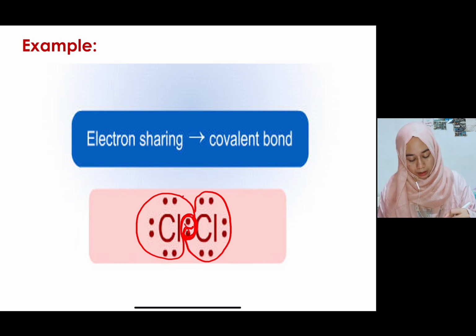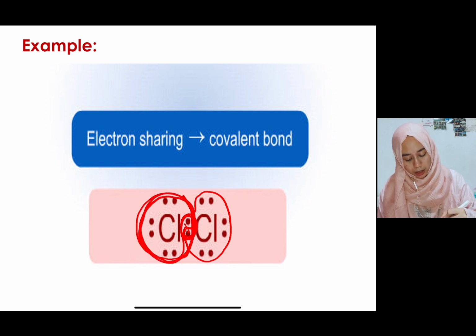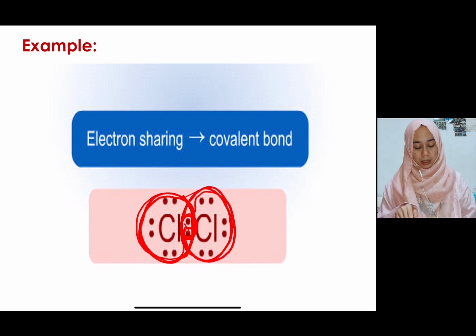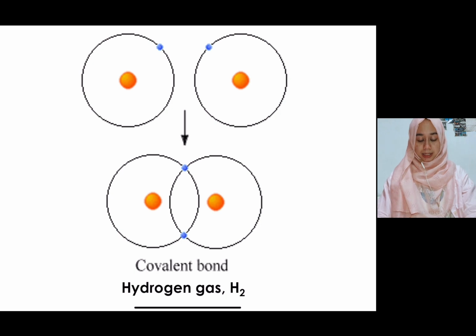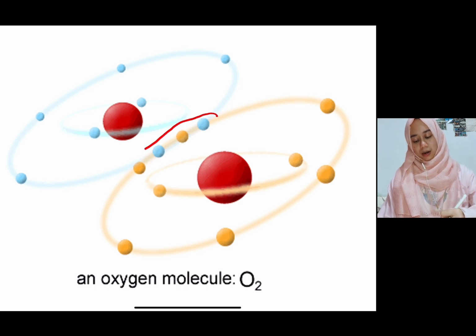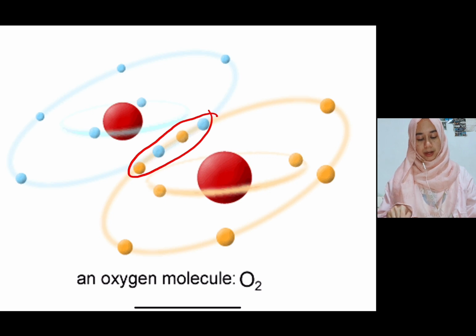So as you can see now, Cl yang sebelah kiri ada 8 elektron, Cl yang sebelah kanan pun ada 8 elektron juga. Okay, so contoh lain adalah macam hydrogen gas kat sini. Diorang share satu elektron. So diorang share a pair of electron kat tengah-tengah ni. And then another one adalah oxygen molecule. So oxygen molecule pula diorang share 2 pair of electrons kat sini. Satu kamu nampak ada 4 kat situ.